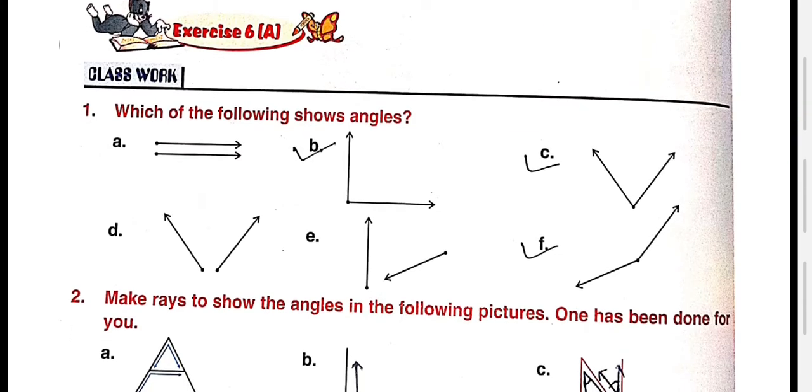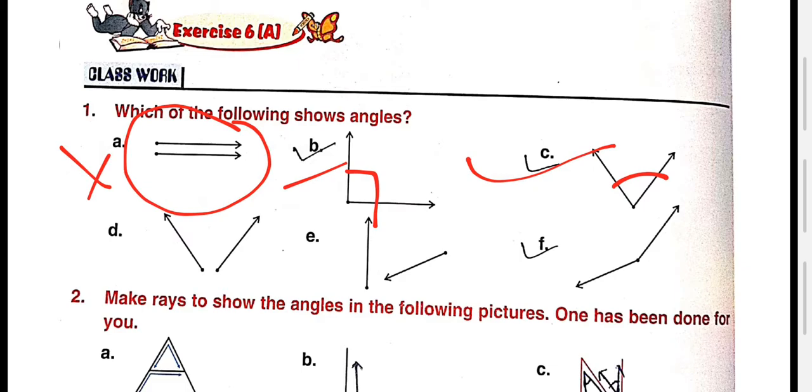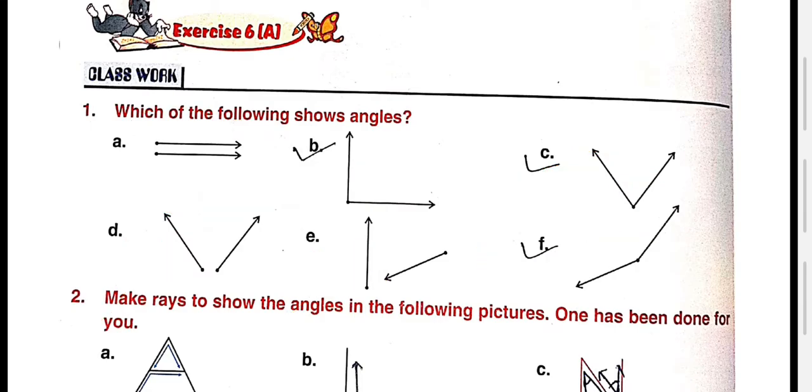Your first question is, which of the following show an angle? An angle is formed only when two lines meet or intersect with each other. In A the two lines do not intersect, so an angle is not formed here. In B, two lines intersect, so an angle is formed. In C, two lines intersect, so an angle is formed. In D, the lines do not intersect, so no angle is formed. E is not formed, and in F they intersect, so an angle is formed in F.